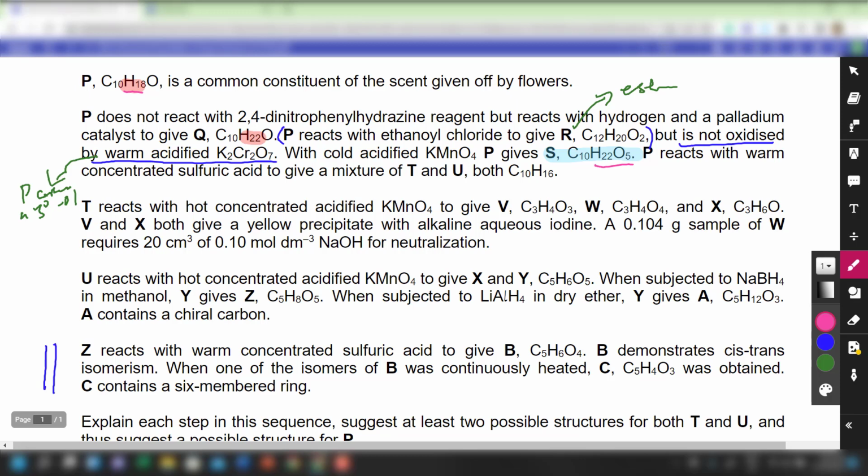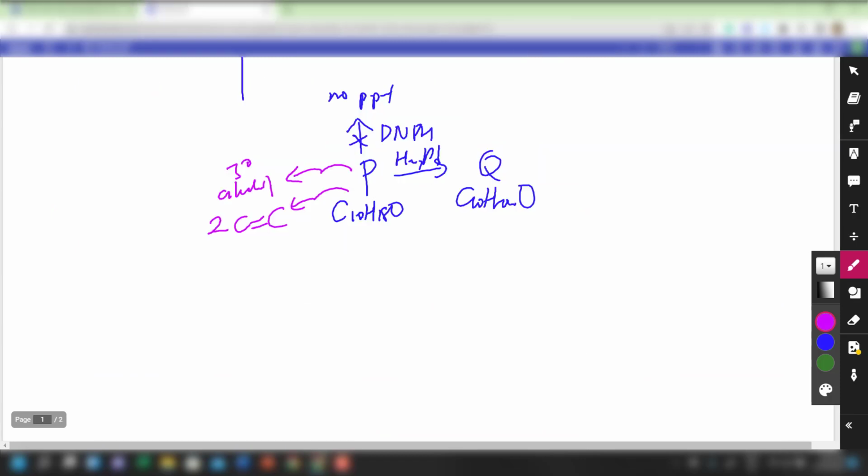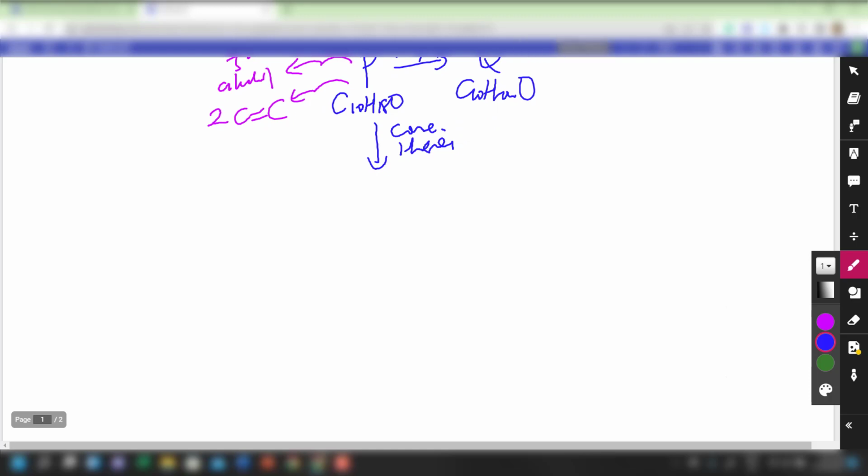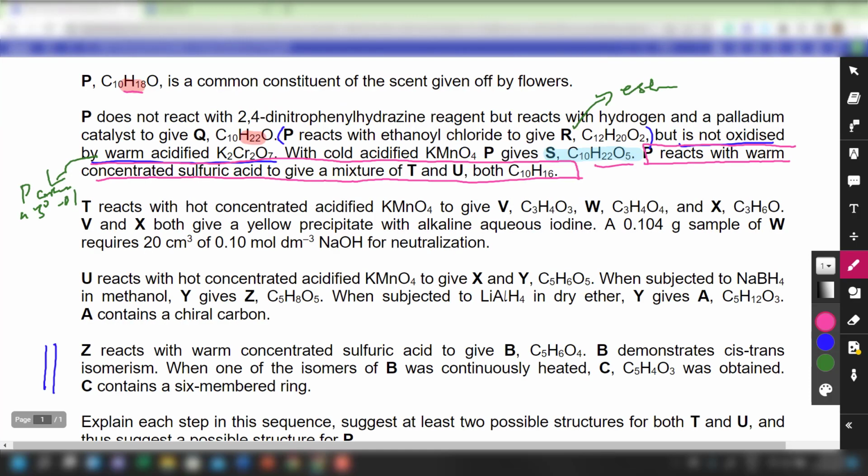Next, P reacts with concentrated H2SO4 to give a mixture of T and U. This is a very interesting clue, which I think a lot of students miss out when they attempt this particular question. So what kind of reaction is this? This is very important, so I'm just going to write it down over here. When it reacts with concentrated sulfuric acid, I end up with this particular T and U.